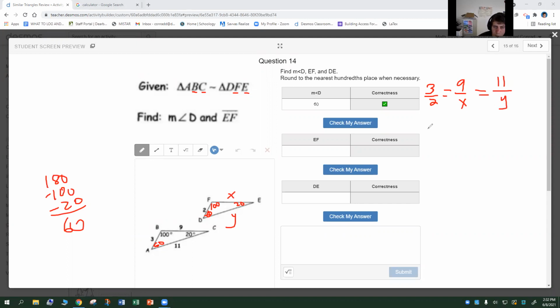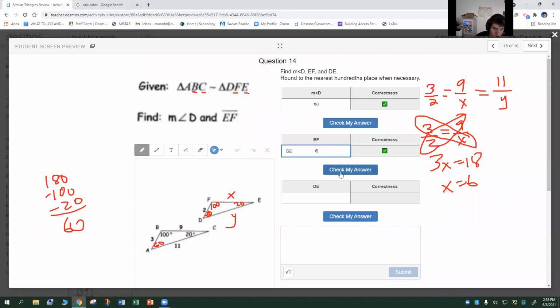So my first proportion is going to be 3 over 2 equals 9 over x. I'm going to cross multiply. I'm going to get 3x equals 18, and so x equals 6. Divide by 3, divide by 3. And x was EF, so I'm going to put in 6 here. And we're good.